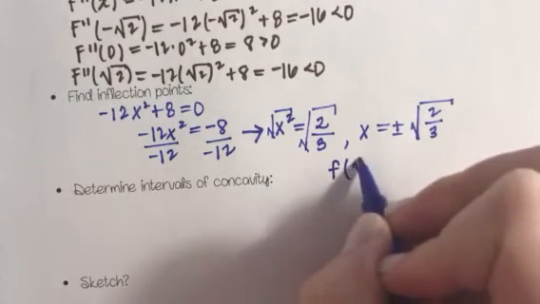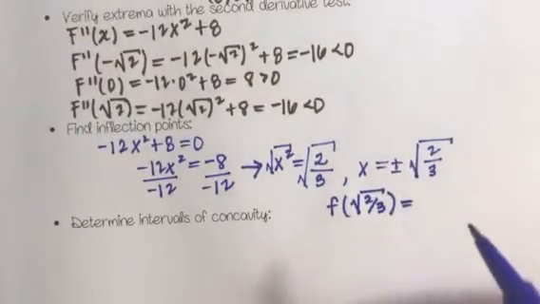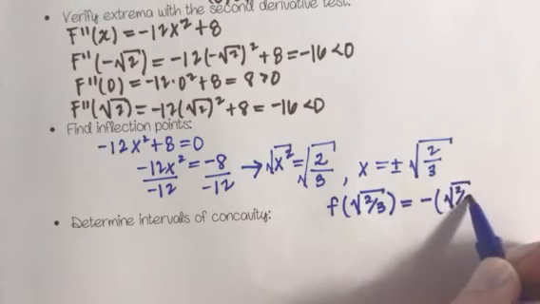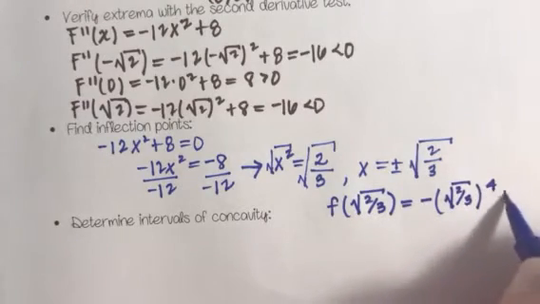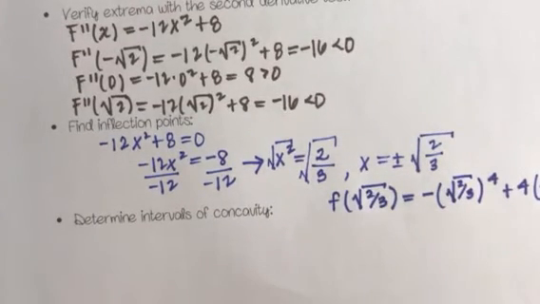So if we have f of root 2/3, I'm sorry, that's my dog barking in the background, we'll have negative, and we've got root 2/3 to the 4th plus 4 times root 2/3 squared. So let's go ahead and plug that into our calculators together.